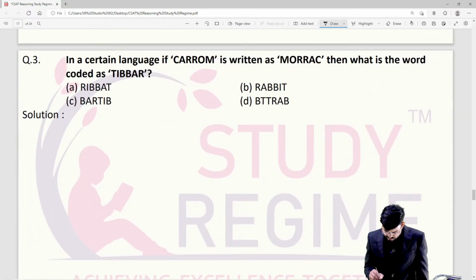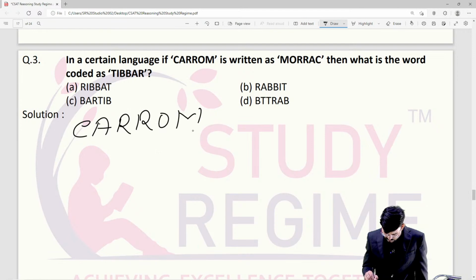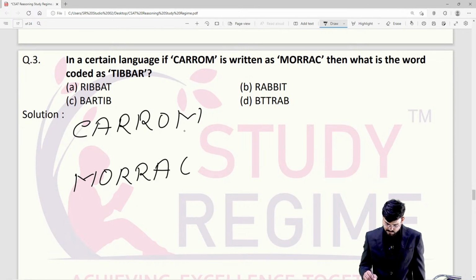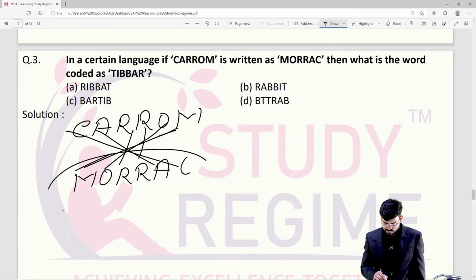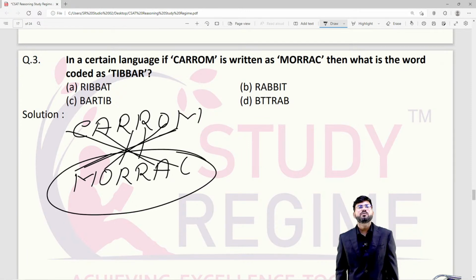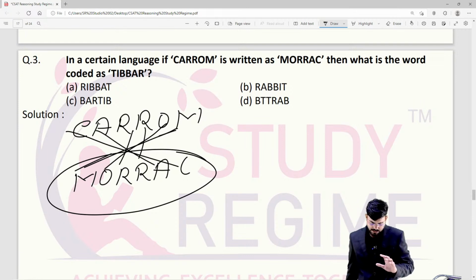Here, see, I'll write carom is coded as MORRAC. See, just reverse the order. You will get the answer. Here you just need to reverse the given question and you will get the answer.